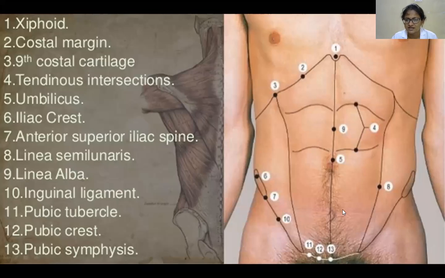Okay, this is the linea alba, and this is the linea semilunaris. Here you are going to see the rectus abdominis muscle. In between the parts of the rectus abdominis muscle, you are going to see tendinous intersections. These are the tendinous intersections. This is the linea semilunaris, which extends from the pubic tubercle to the tip of the ninth costal cartilage. It represents the lateral border of the rectus abdominis muscle. The medial border of the rectus abdominis muscle is represented by the linea alba.